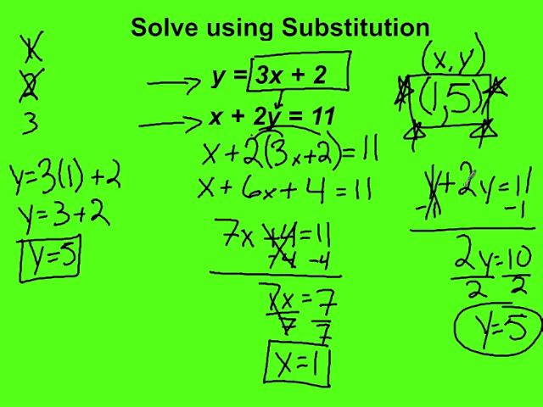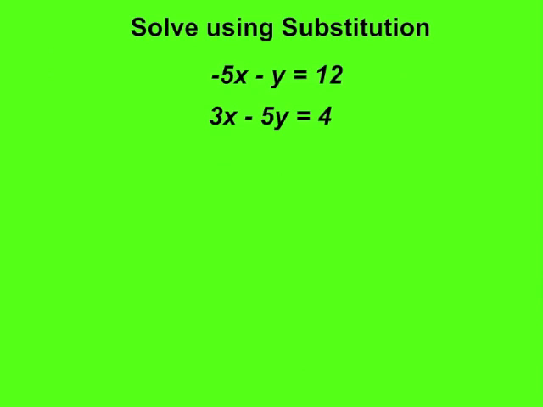Now, if we look back, our first step was to isolate a variable. And this problem was so nice, it already had the variable isolated. But we're not always going to be that lucky. Sometimes we're going to have a situation where they're both in standard form, so no variables by itself. Our first step is to isolate a variable. So what I need to do is isolate a variable in one of these two equations. Doesn't matter which one. You can use either one.